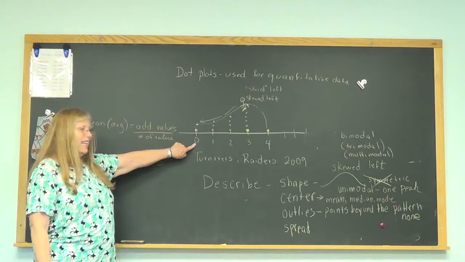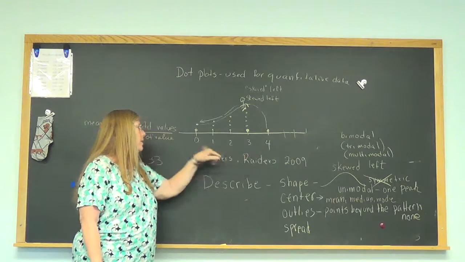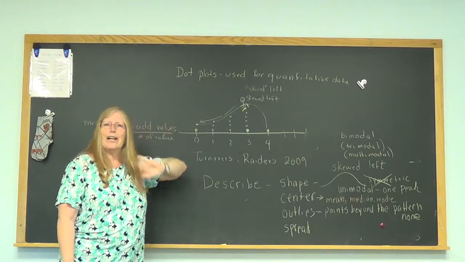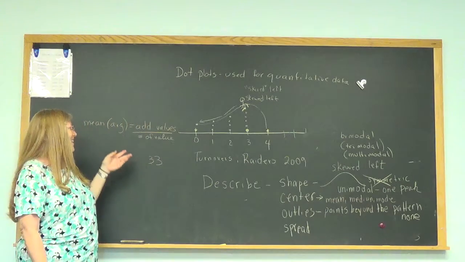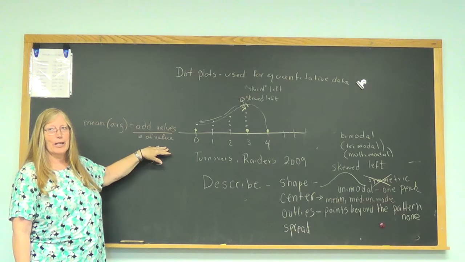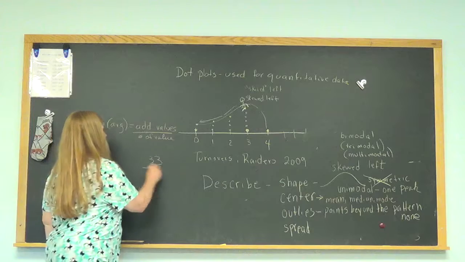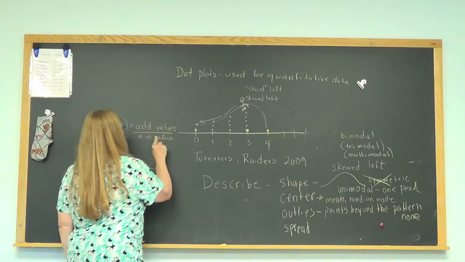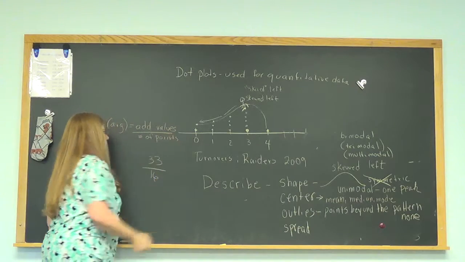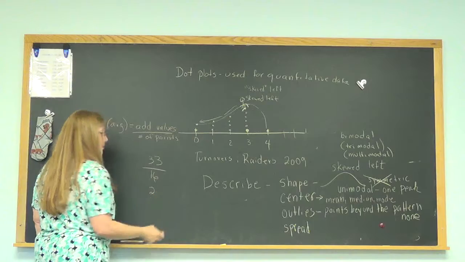Alright, so we have to count that as a possibility, right? 0, 1, 2, 3, 4, so 5, no. We're dividing by the number of numbers that were in it, so there was 16, I'm sorry. So divide by the number of points, number of dots, whatever you want to say. So what's 33 divided by 16? 2 point what? Oh, 6.